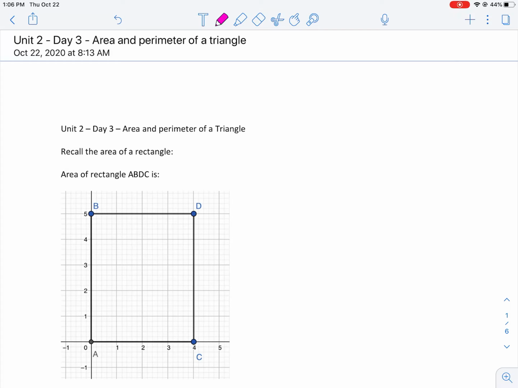Hello everybody. This is Unit 2, Day 3. Again, we are still in the area and volume unit, but before we start talking about volume, we have to first talk about area. And might as well talk about perimeter as well, because there is a difference between the two, and it's important that we know what the difference is.